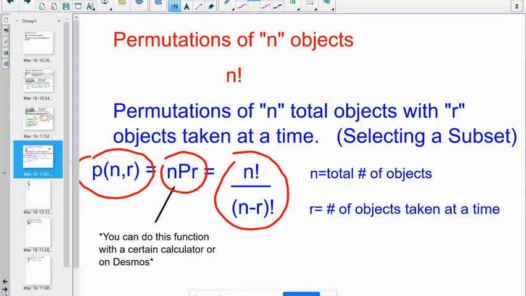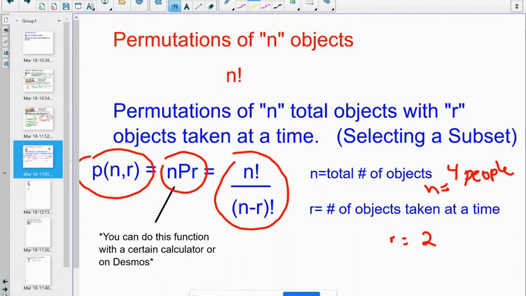So n, total number of objects. For that last problem, our total number of objects were those 4 people. So I'm just going to write down 4 people in this case. And then our r was the number of objects taken at a time, and those were the 2. We were choosing 2 people because we had those 2 chairs. So our r was 2, and our n was 4.